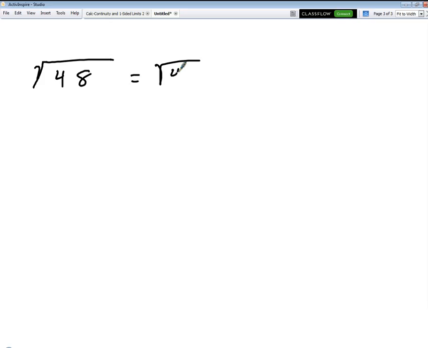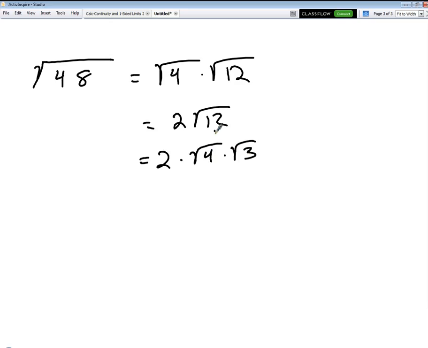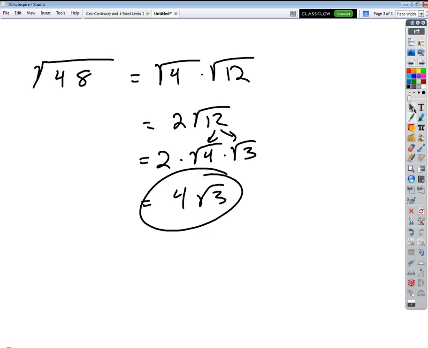If I wrote this as the square root of 4 times the square root of 12, that would just give me 2 times the square root of 12. But I always have to check and say, okay, did I get it? Is there a perfect square that divides into 12? Yeah, 4 does, right? So I can split this into 2 times the square root of 4 times the square root of 3, right? Square root of 4 is 2, times 2 is 4, right? Okay, no biggie.